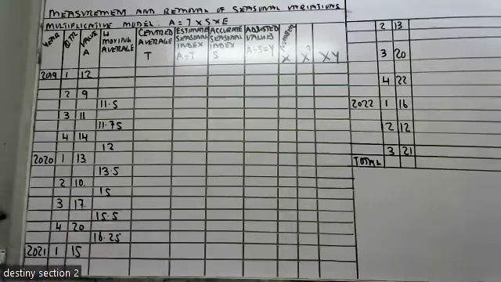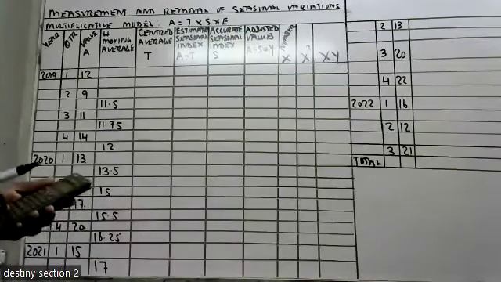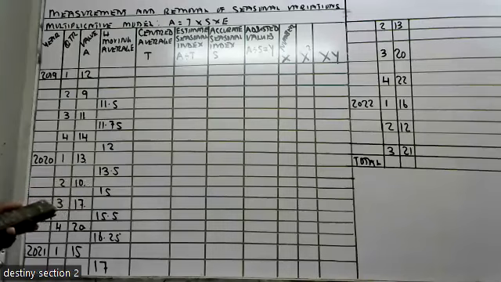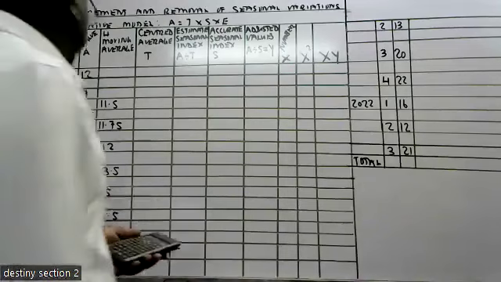So drop 17. Now take 20 plus 15 plus 13 plus 20. Divide by 4. 17. Drop 20. Take 15 plus 13 plus 20 plus 22. Divide by 4. 17.5.